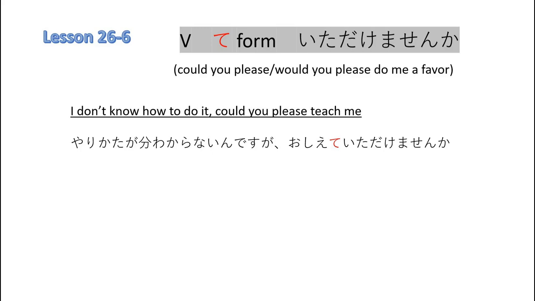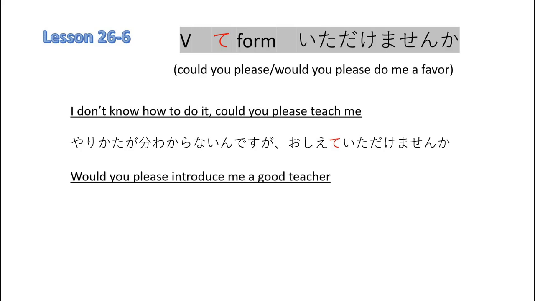So here the verb is 教えます. Te form will be 教えて and then いただけませんか? 教えていただけませんか? So やり方がわからないんですが、教えていただけませんか?